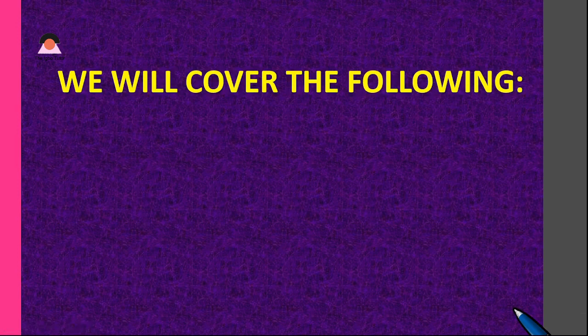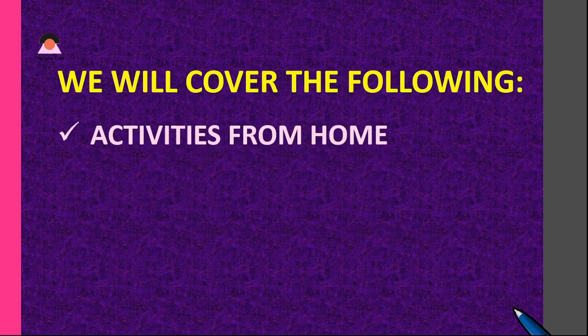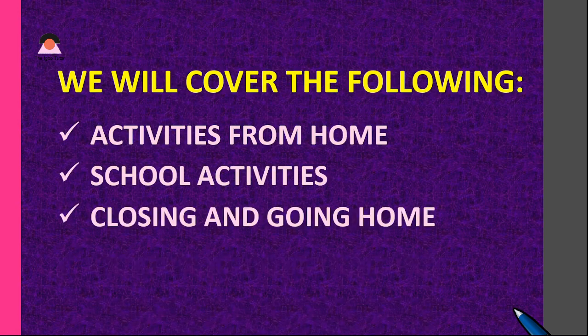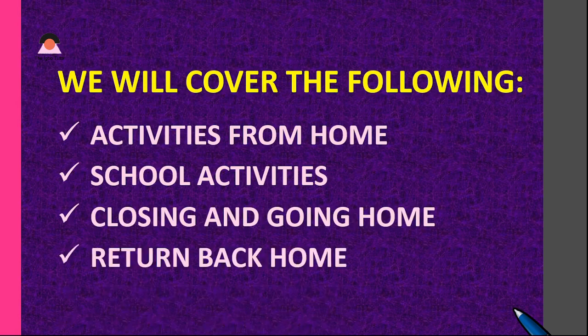In this special lesson on conversation bordering around school activities, we're going to cover the following areas. Number one, activities from home between parents and their children. Number two, school activities involving students and pupils and their school teachers and the environment around the school. Number three, we're going to look into closing and going home activities. And then finally, we consider return back home and conversation between parents and their children.